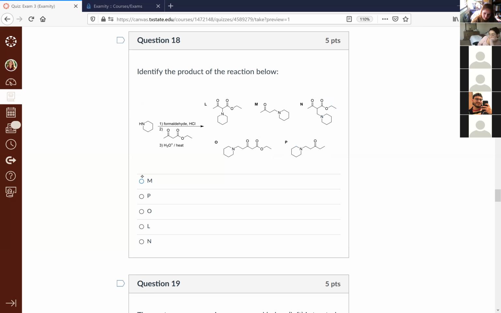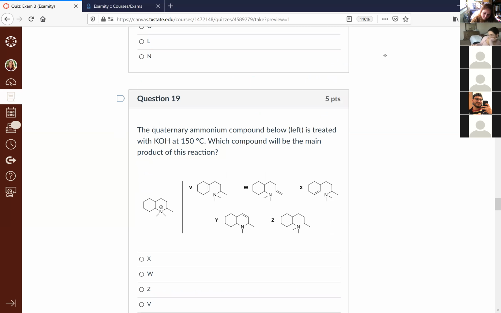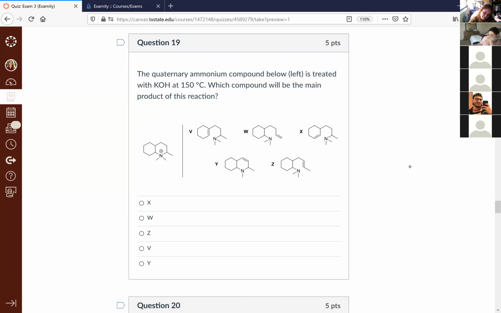So answer is M. The quaternary ammonium compound below, which is on the left, is treated with potassium hydroxide at 150 degrees C. Which compound will be the main product of this reaction? What type of reaction are we doing?